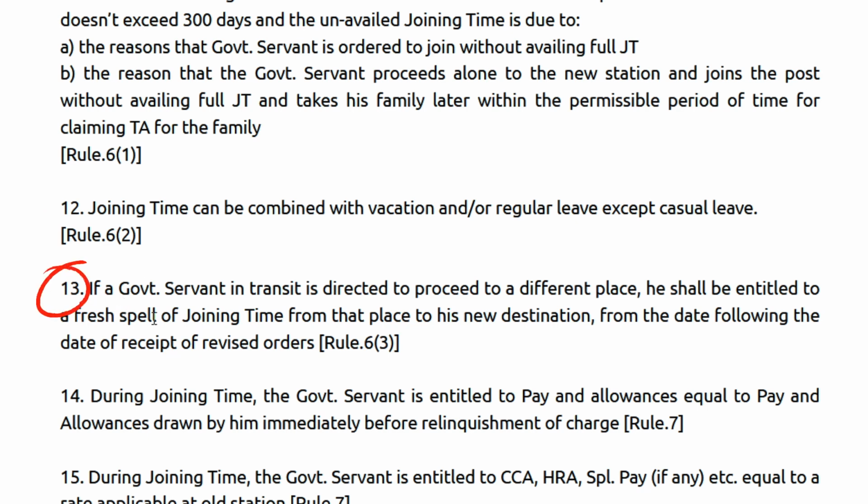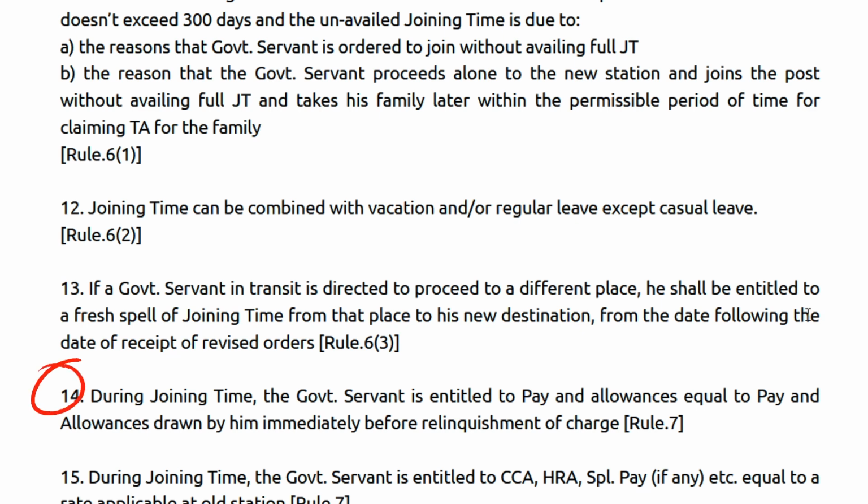Serial number 13. If a government servant in transit is directed to proceed to a different place, he shall be entitled to a fresh spell of joining time from that place to his new destination from the date following the date of receipt of the revised order.